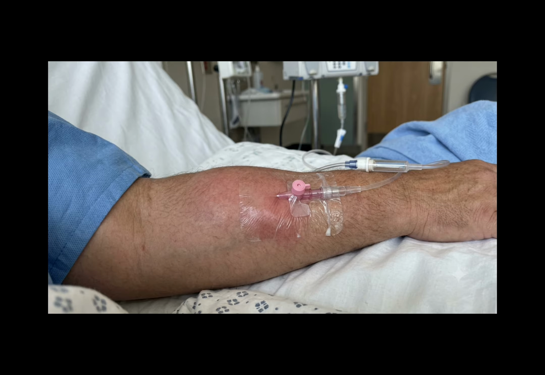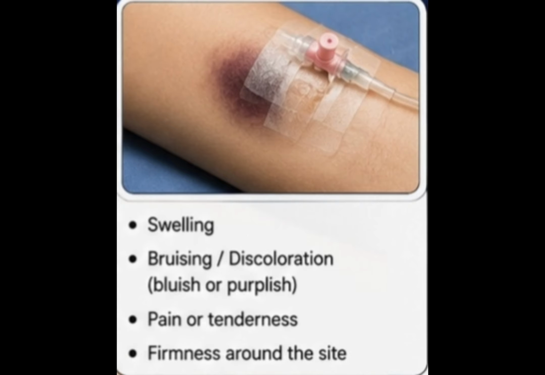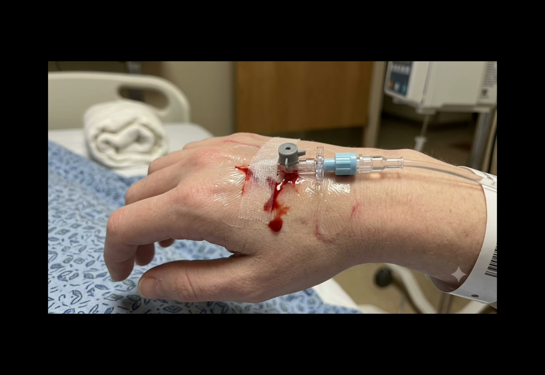Early warning signs. The nurse should monitor for the following early warning signs: swelling around the insertion site, bluish or purple discoloration, bruising, pain or tenderness, firmness beneath the skin, blood leaking around the cannula, difficulty flushing or infusing through the cannula.